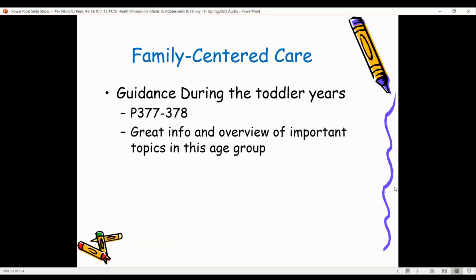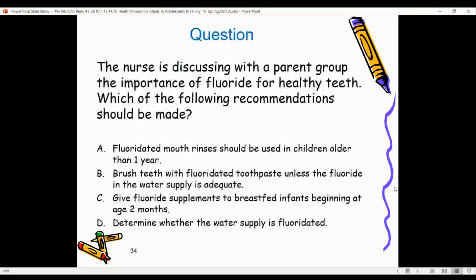Okay, family-centered care, pages 377 to 378 for this chapter. A nurse is discussing with a parent group the importance of fluoride for healthy teeth. Which of the following recommendations should be made? Fluorinated mouth rinses should be used in children older than 1. Brush teeth with fluorinated toothpaste unless the fluoride in the water supply is adequate. Give supplements to breastfed infants beginning at age 2 months, or determine whether the water supply is fluorinated.